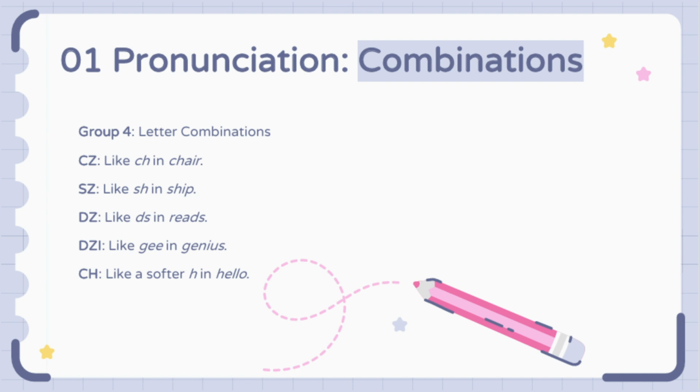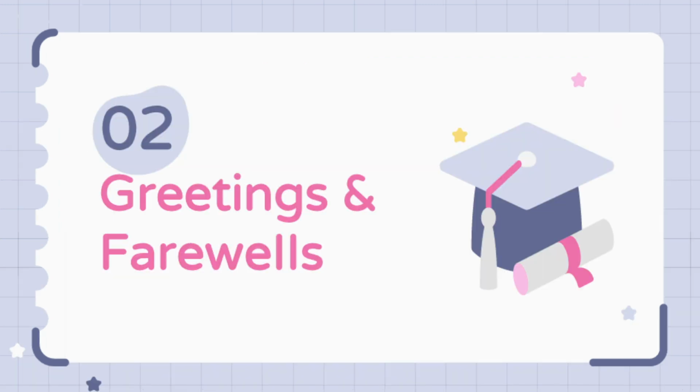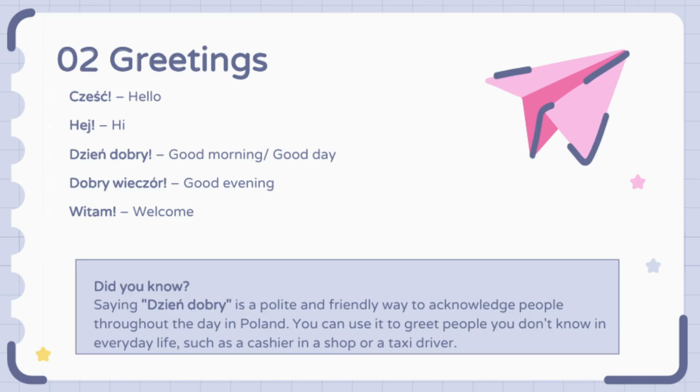Then we have combinations that I know people are usually mainly afraid of. So for ch, sounds like ch in chair. Sh sounds like sh in ship. Dz, that sounds like z, and it sounds like ds in reads. G sounds like g in genius. And h sounds like H in hello, and we can go over to greetings.